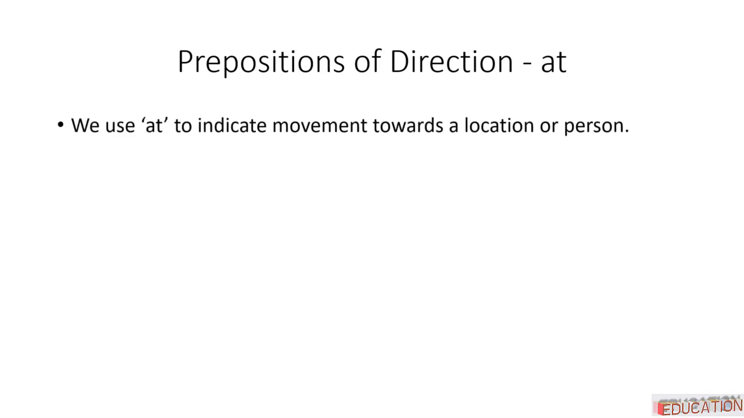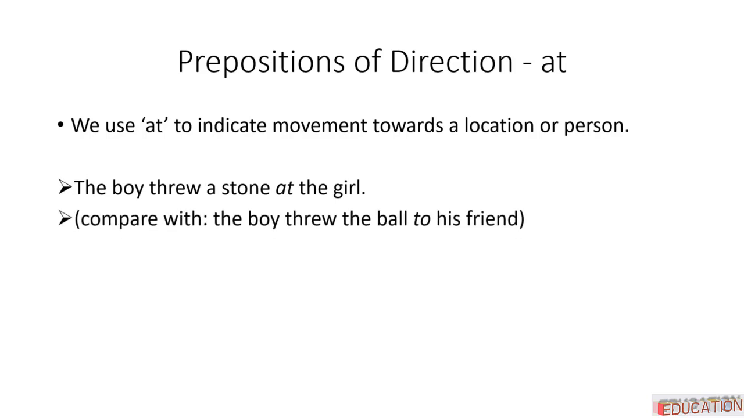And we use at to indicate movement towards a location or person. So the boy threw the stone at the girl. Now we compare this with the previous example. The boy threw the ball to his friend, and to and at are not the same. So in the case of the boy throwing a ball to his friend, the friend was supposed to catch it, whereas the boy throwing a stone at the girl, he's trying to hit her with the stone. I'm not a nice little boy.